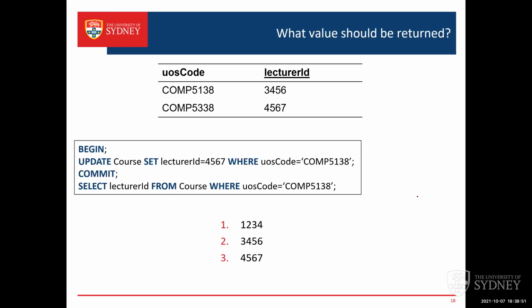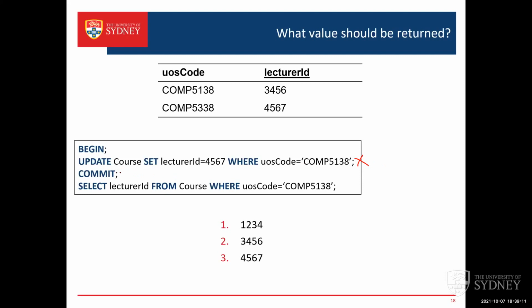Okay, so first of all, have a look. What is it that we are trying to do? I'm trying to change the lecture ID to 4, 5, 6, 7. Can I do that? Definitely not, because this time lecture ID is the primary key, right? This is underlined. So lecture ID is the primary key. So I cannot do this one.